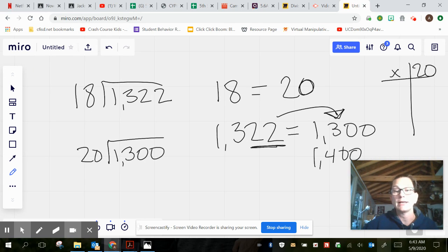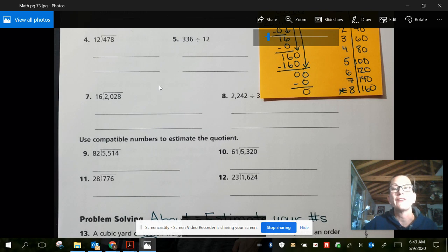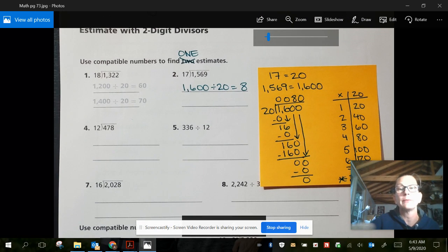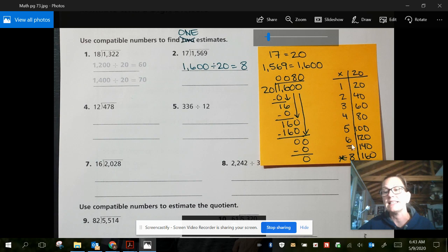Okay, so let me go ahead and take you to the page that we need to do. So it says estimate with two, use compatible numbers to find, and I went ahead and crossed out the 2. You only need to find 1. Okay, ladies and gentlemen. So 1 is already done for you. 2 I did for you right here so you can see. Let me show you so you can see my complete work. Notice that I said 17 is closest to 20 and 1,569 is closer to 1,600. 20 is easy to chart, T-chart. Okay, then you go into your dividing, and this is how you do it.